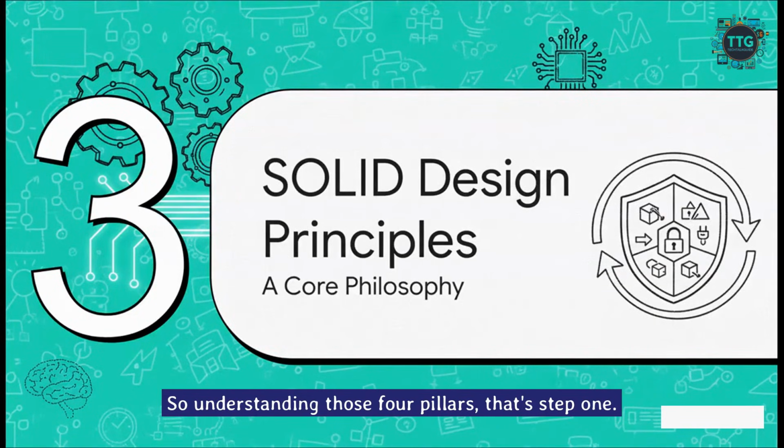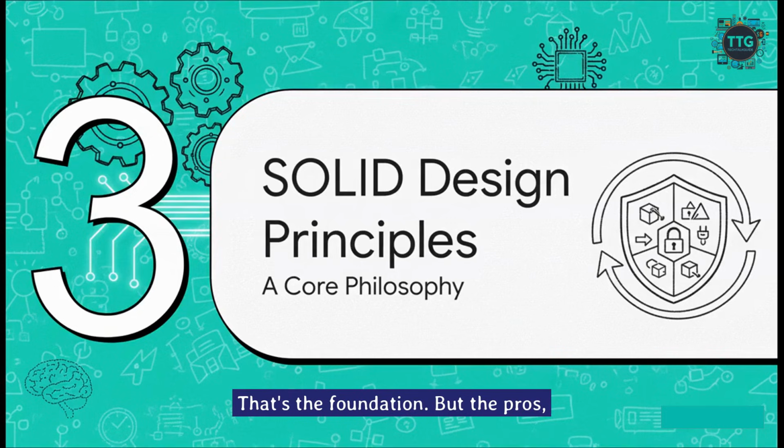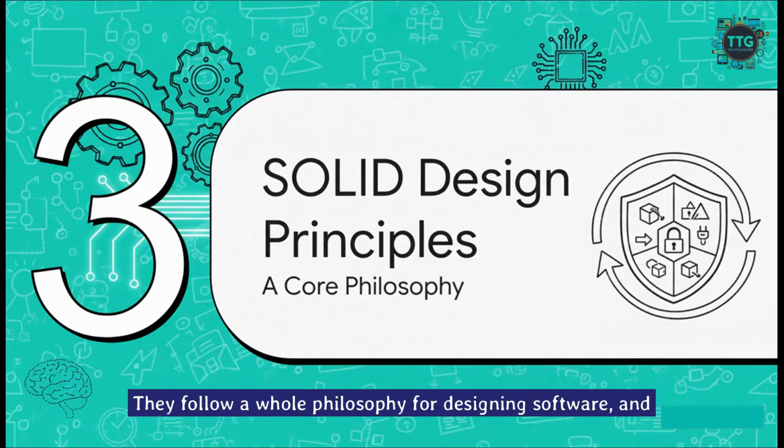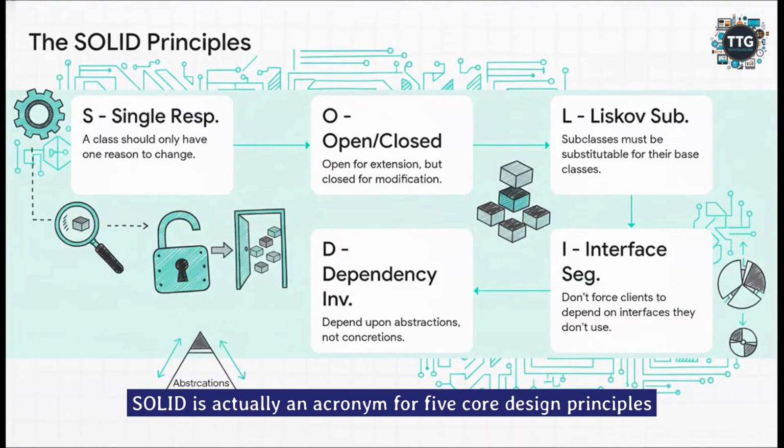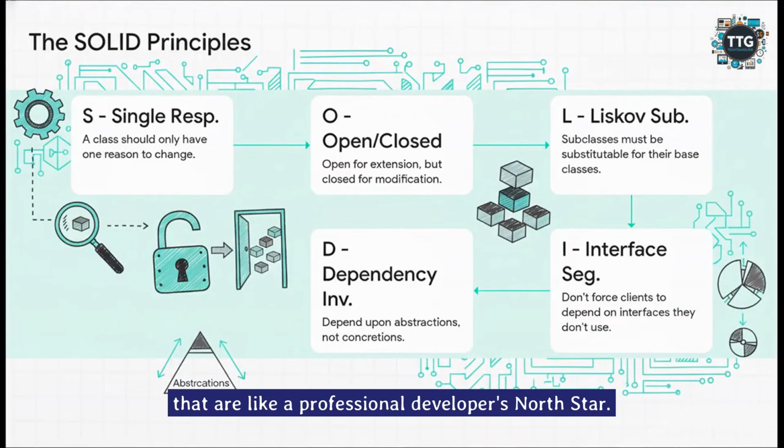Okay, so understanding those 4 pillars, that's step 1. That's the foundation. But the pros, they take it to the next level. They don't just use the features of OOP, they follow a whole philosophy for designing software. And that philosophy is called SOLID. SOLID is actually an acronym for 5 core design principles that are like a professional developer's North Star.